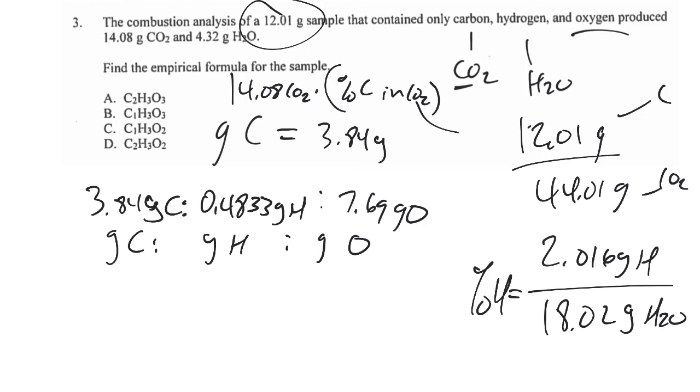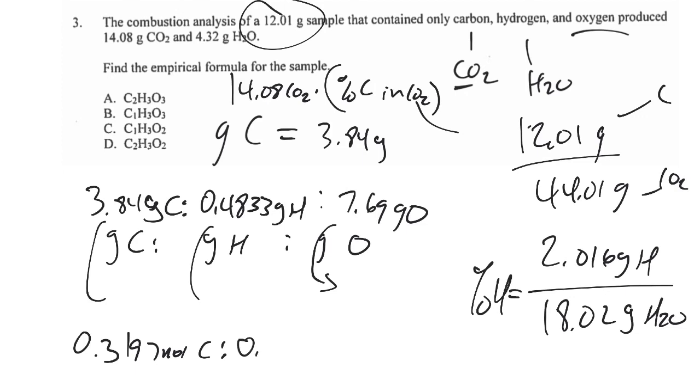Anyways, that might help me eliminate some of the choices if I wanted to think about narrowing in on the targets. But all I need to do here is go to moles of each of these. Can I go to moles easily? Can I take the grams of carbon, 3.84, divide by 12.01? That's easy enough, isn't it? So that's 0.3197 moles of carbon, in a ratio to 0.4833 grams divided by 1.008 grams of hydrogen. So that's 0.4794 moles of hydrogen.